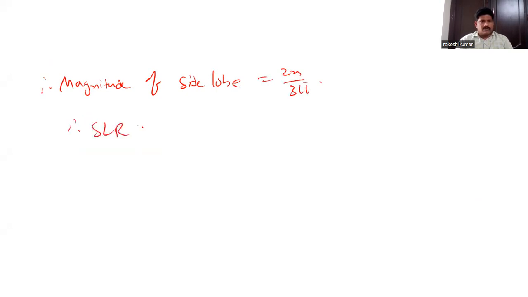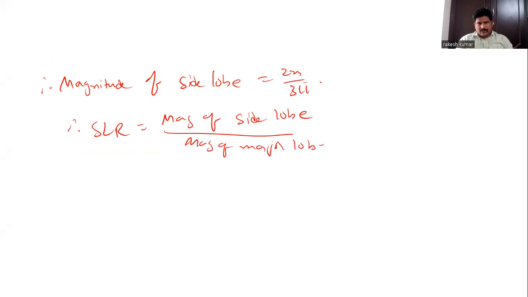So the magnitude of the side lobe is 2n by 3 pi. Therefore, what is the formula of the side lobe level ratio? Magnitude of side lobe divided by magnitude of major lobe. The magnitude of side lobe is 2n by 3 pi, divided by the magnitude of major lobe, which is n. So n will get cancelled, and that is 2 by 3 pi.